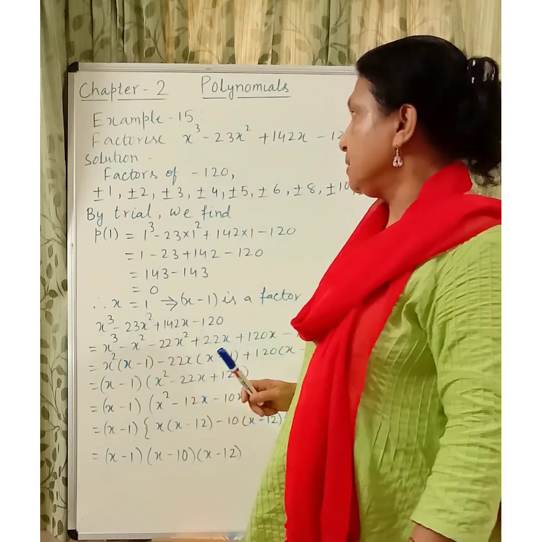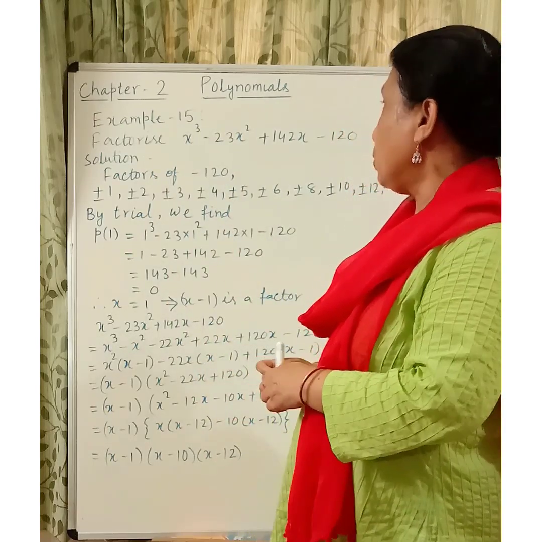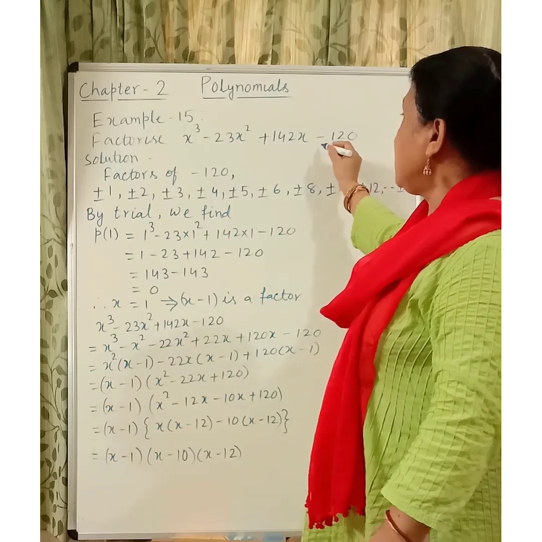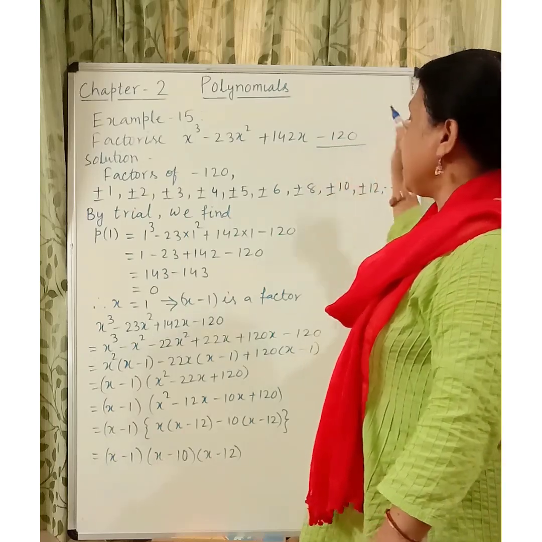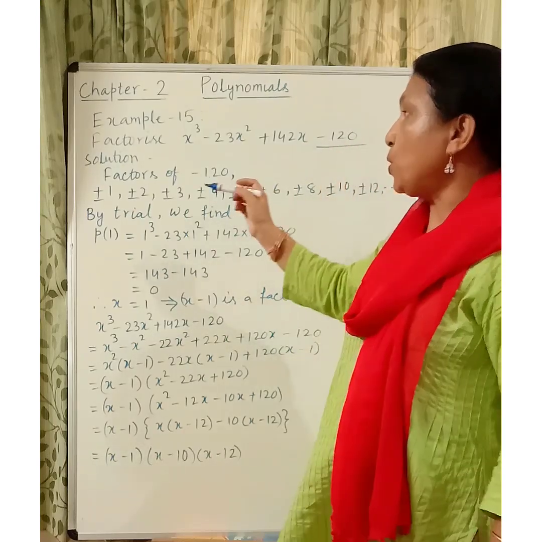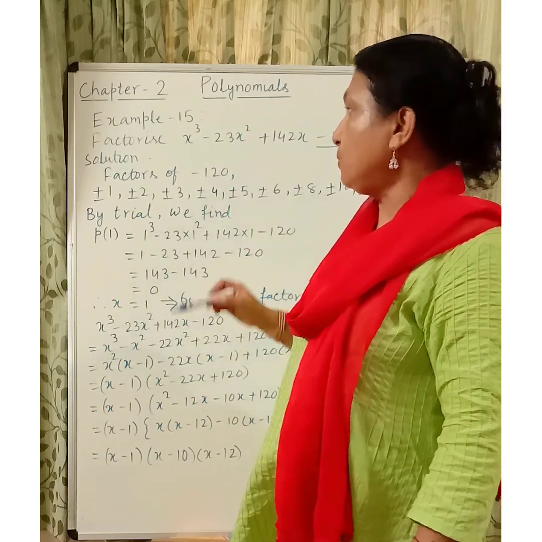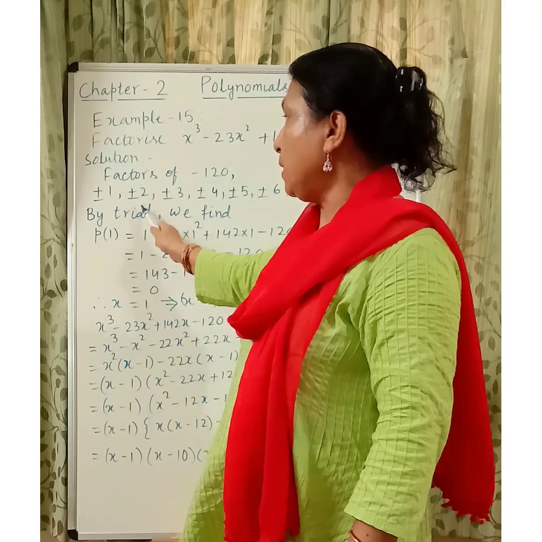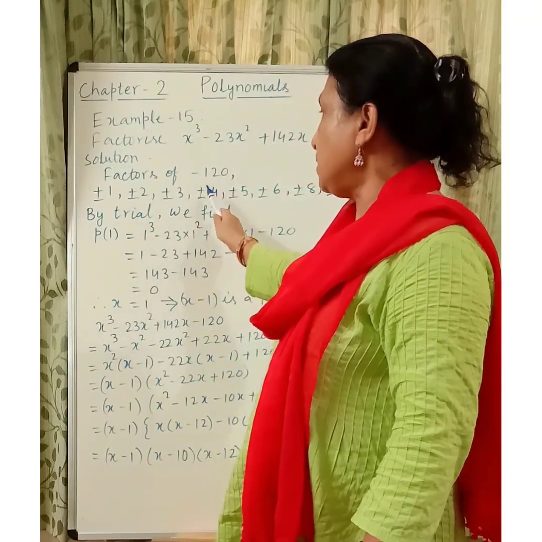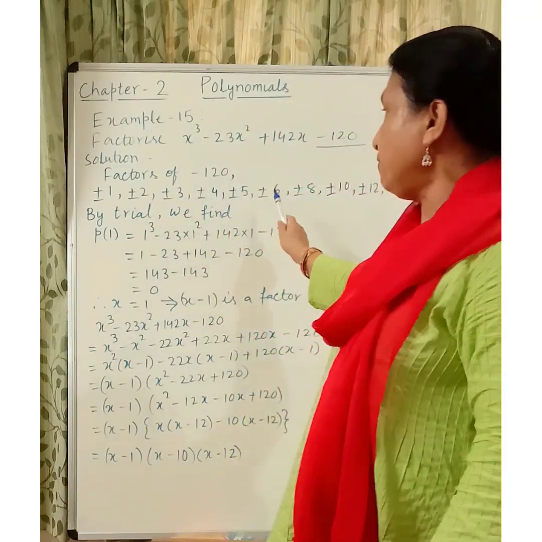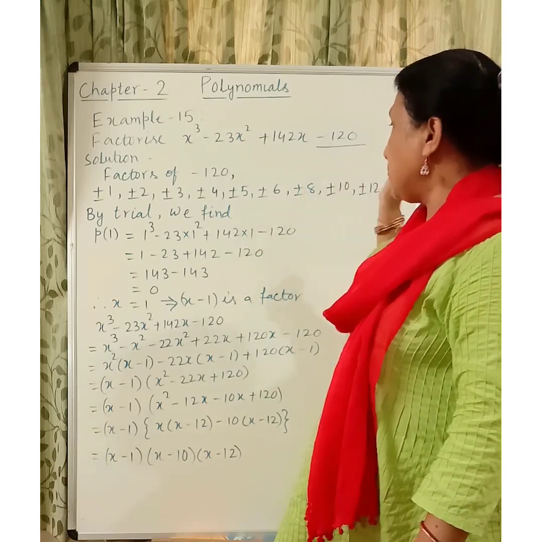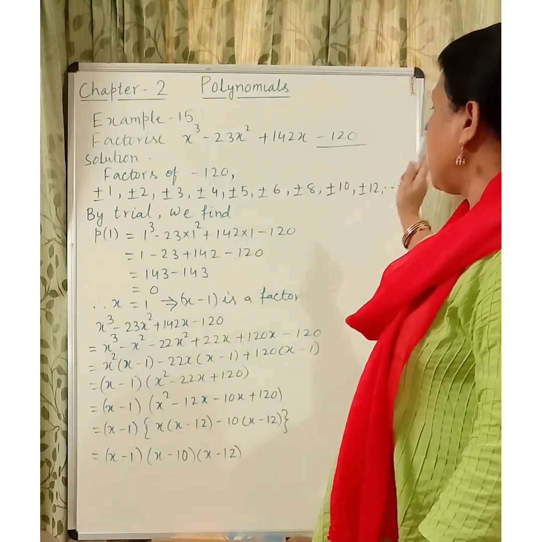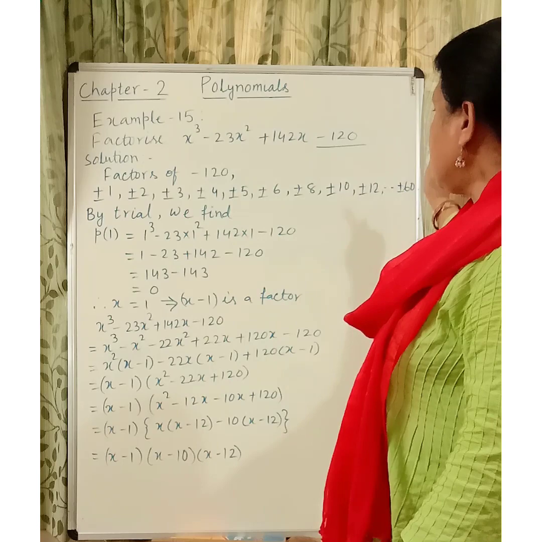Highest degree is 3. So what is the constant term here? Constant term is minus 120. So what are the possible factors of minus 120? That may be plus minus 1, plus minus 2, plus minus 3, plus minus 4, plus minus 5, plus minus 6, plus minus 8, plus minus 10, plus minus 12, till plus minus 60.